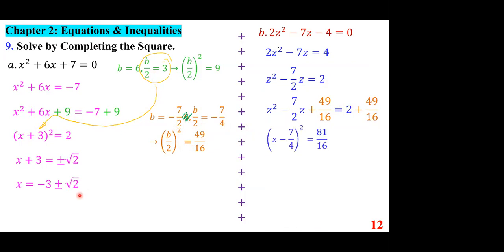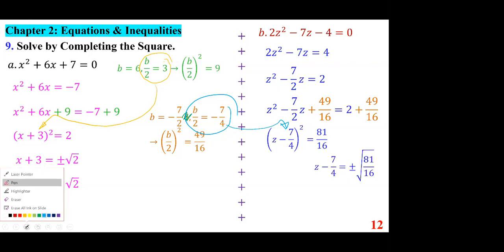So take a look at what I'm going to put in there. Again, I'm going to show you with this color. B over 2, including the sign, sits in here. Okay? Always. You don't have to think about it twice. Now, the square root property says x minus 7 over 4 is plus or minus the square root of the right side, and 81 comes out as 9, 16 comes out as 4. So this is plus or minus 9 over 4.